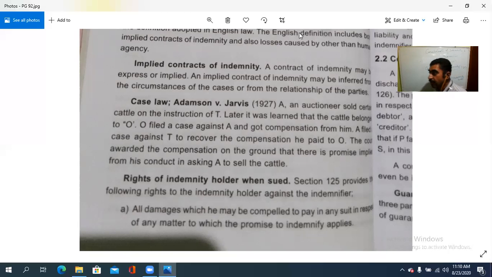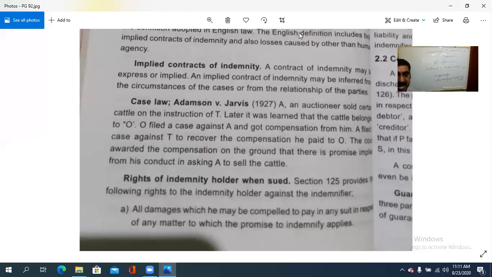Who told A to sell the cattle? T told him to. Actually the cattle is O's, but A doesn't know that. So O filed a case against A and claimed compensation to make good the loss. A paid that, and A needs to get that compensation from T. In such a case, the court awarded the compensation on the ground that there is a promise implied from his conduct in asking A to sell the cattle, that is, to settle the issue. So this is the implied contract of indemnity.